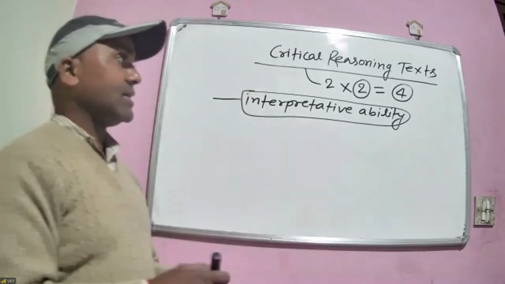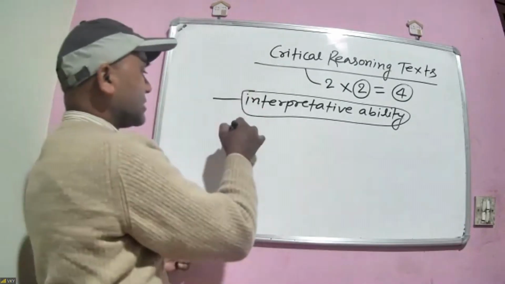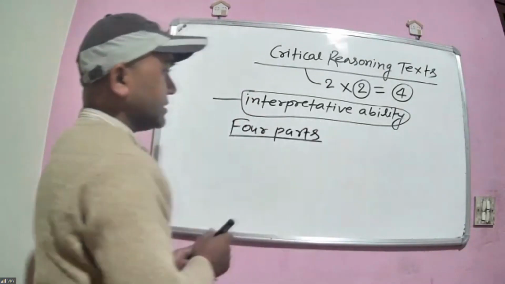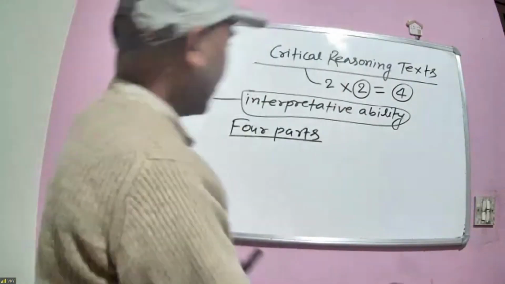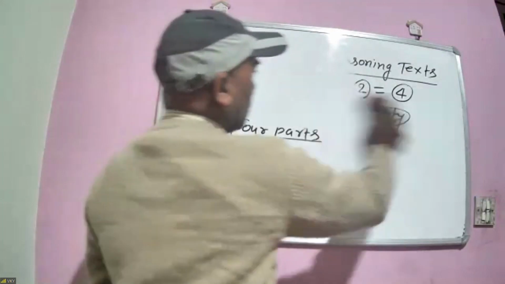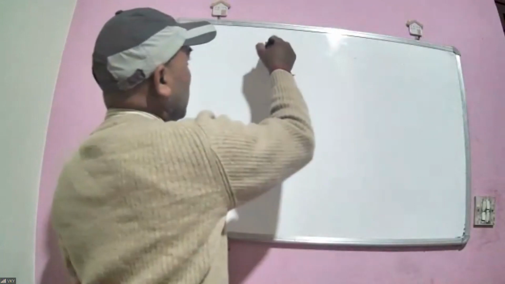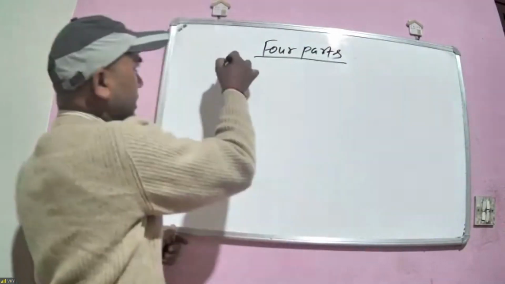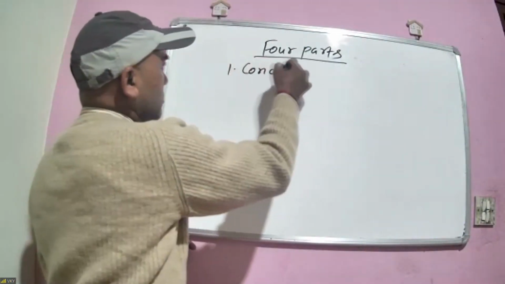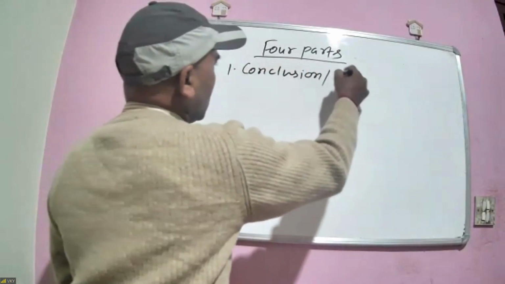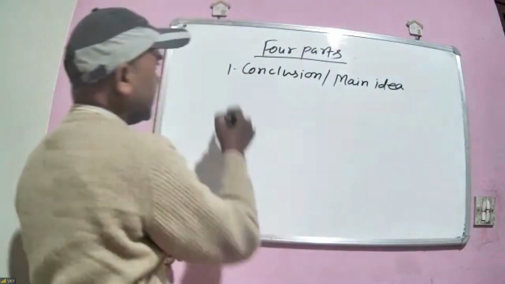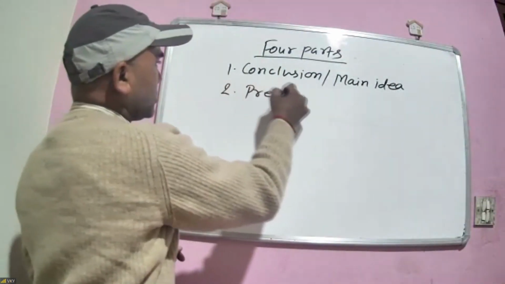Every critical reasoning text has 4 parts. Let me write them here. First one is conclusion, which is also called the main idea. Second part is premise.